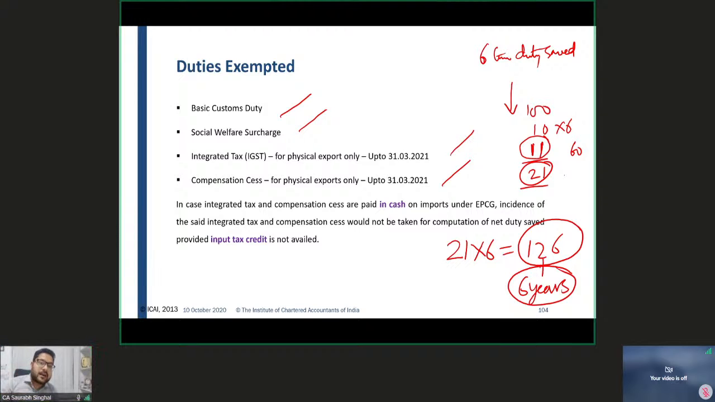Because I may be in an industry wherein I may not be able to achieve the export obligation as per 6 times the duty saved, I have an option to not save a few duties and pay them in cash, but I should not be availing credit of those duties also. So who will take this option? People who are not otherwise eligible for credit, or people who otherwise have a lot of credit already lying in balance.